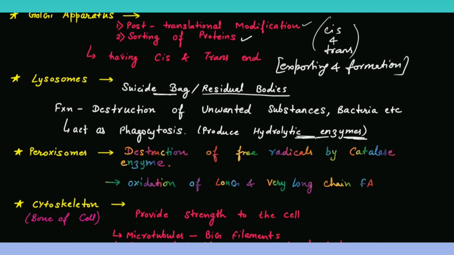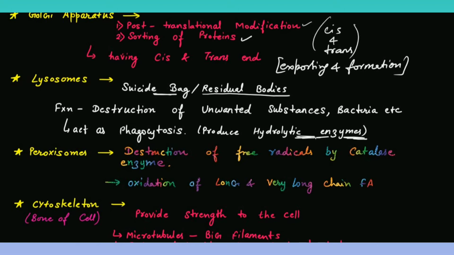Those are hydrolytic enzymes. So what are the functions? Destruction of unwanted substances, bacteria, or any foreign body, so they will degrade it. They also have an important role in apoptosis and necrosis, the process of cell death. That's why they sometimes act as phagocytes.